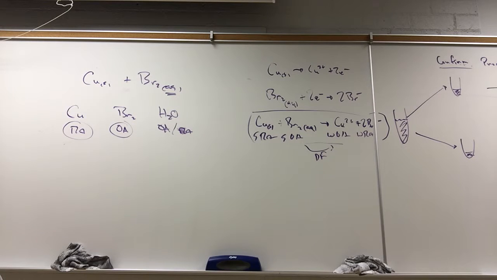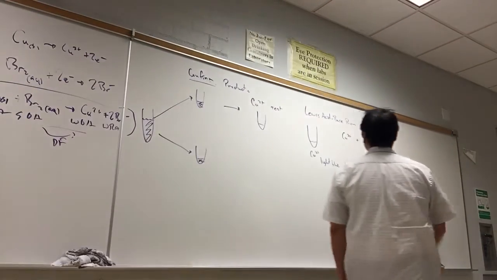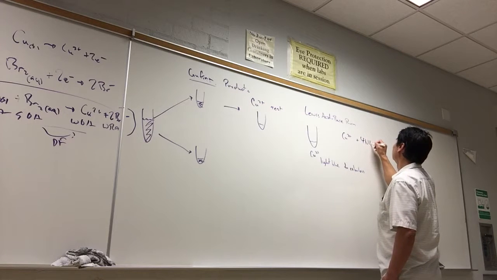Depending on the concentration, copper 2 is going to be light blue to colorless. If it's pretty dilute, it's going to be colorless. So light blue to colorless, because these concentrations aren't that high. And what we're going to do is take this copper 2 ion and react it with ammonia in a Lewis acid-base reaction. The copper 2 is acting as a Lewis acid. Ammonia is going to act as a Lewis base. And what happens here is 4 ammonias will attack.